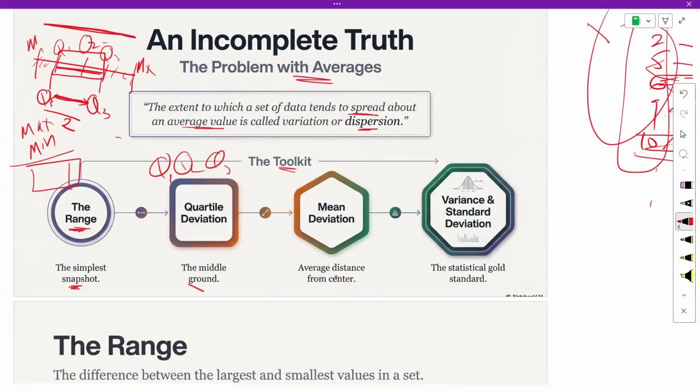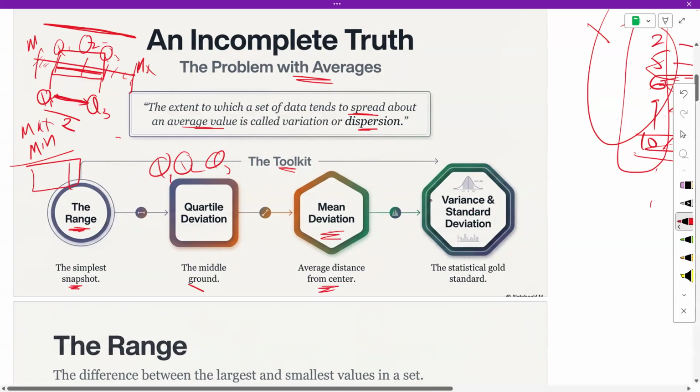Mean deviation, the average distance from the center. We take the mean and see how far a particular observation is spread out, deviates from its mean, its central value. So we take the average. This is the average distance from the center, that is mean deviation.